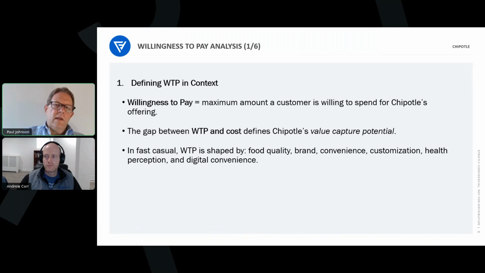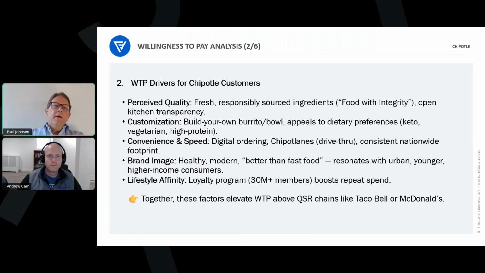So it gives you the quick definition. And I thought they did a terrific job here too. Willingness to pay is shaped by food quality, brand, convenience, customization, health perception, digital convenience. All very good. And Chipotle does very well on that willingness to pay. Here are some of the drivers. You can go look at that.